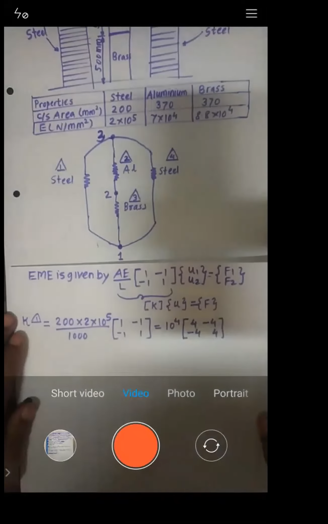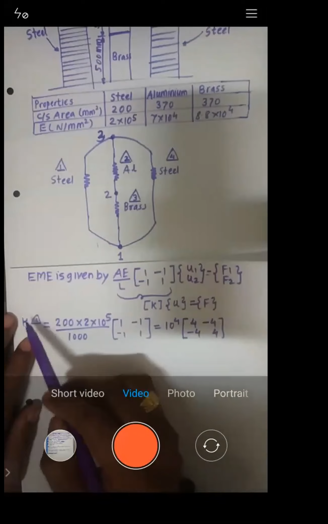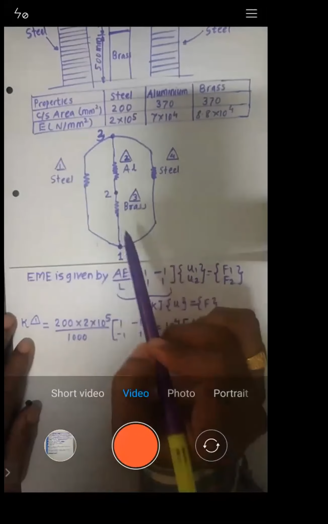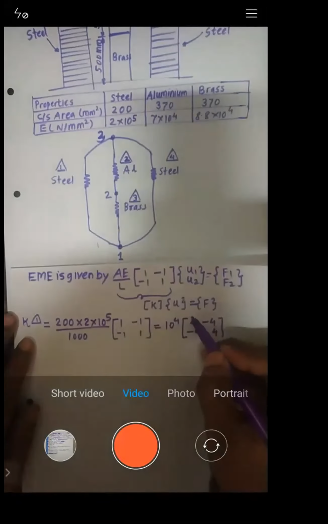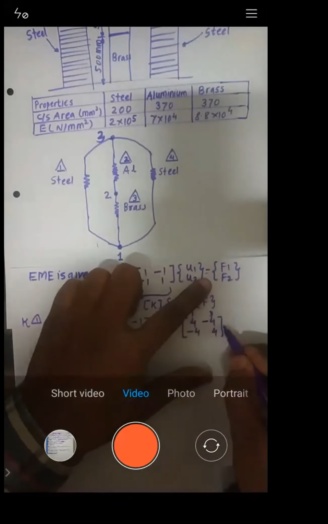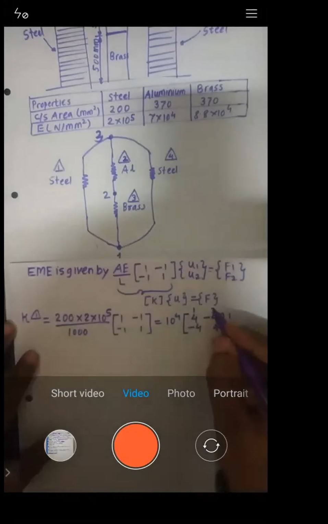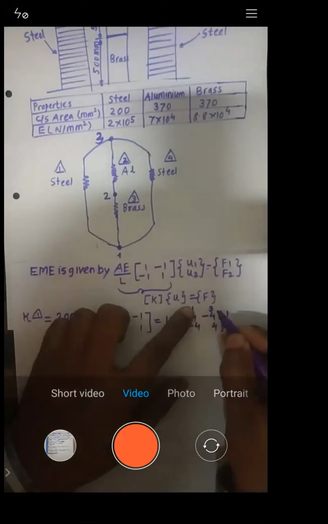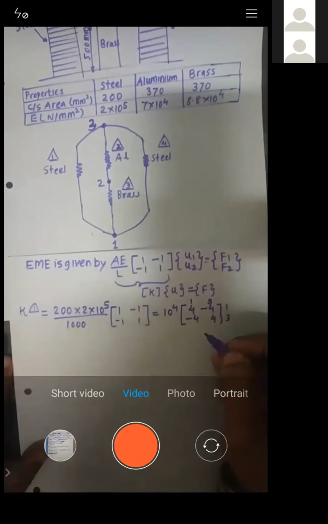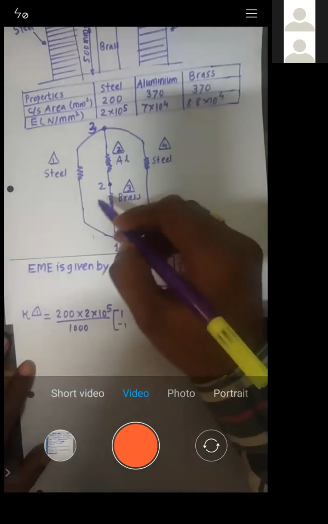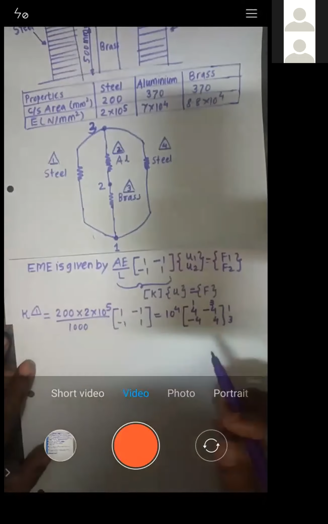Is it okay? Now see, if you talk about this element number 1, it is between node 1 and 3. Okay, so accordingly you write down. This is 1, 3, and this is 1, 3 again, right? See how I have written it: 1, 3, 1, 3. Is it clear? Element number 1 is between node 1 and 3, so you write down 1, 3, 1, 3, right?